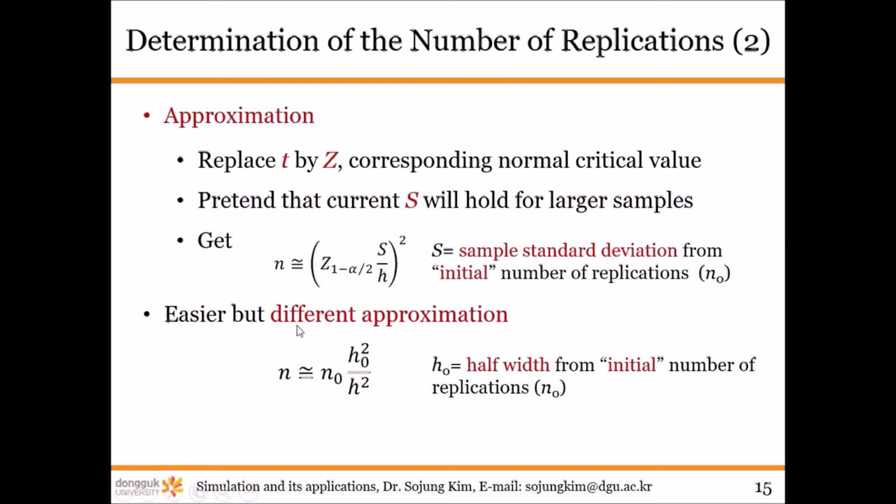Also, there is another approximation approach to get statistically reliable simulation output using this equation. Here, h0 is the half width from the initial number of replications, and you take the square of the half width, and this one is the target half width, right? Target half width squared, and n0 is the number of replications, so that you can get the appropriate number of replications to get the statistically reliable simulation output.